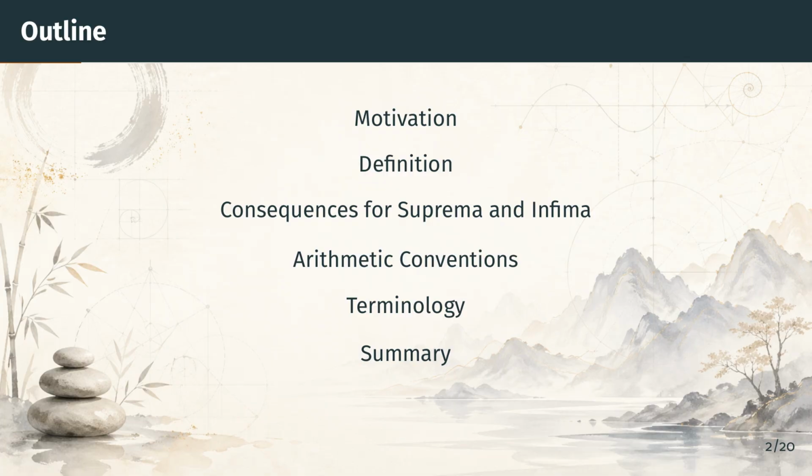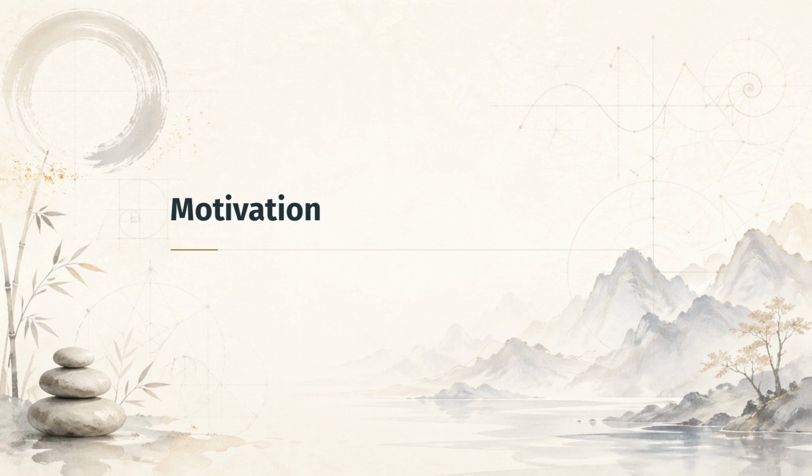Here is our outline for this section. We will start with the motivation for extending the real number system, then state the formal definition, look at a diagram of the extended real line, discuss the consequences for suprema and infima, go through the arithmetic conventions, and wrap up with a summary.